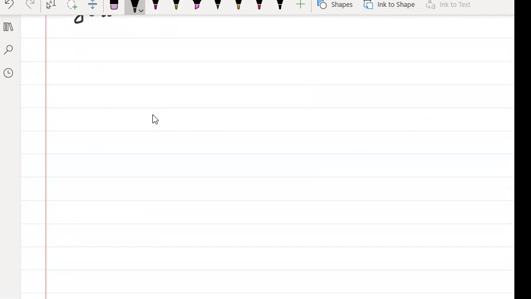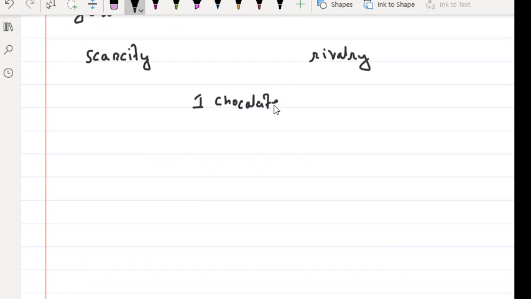Okay. So here I have two terms. The first is scarcity, and the second is rivalry. Agree? Scarcity and rivalry. Because suppose I'm having one chocolate and we have two people, Tuvishka and Aditya. Now, can I give this one chocolate to both? Think about it. No, right? You cannot give half and half.